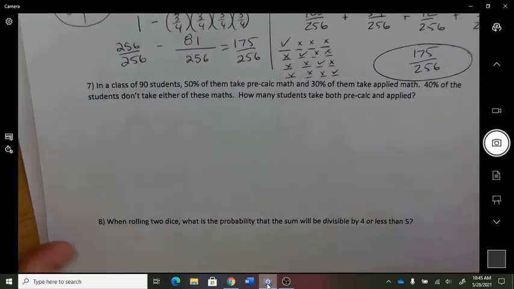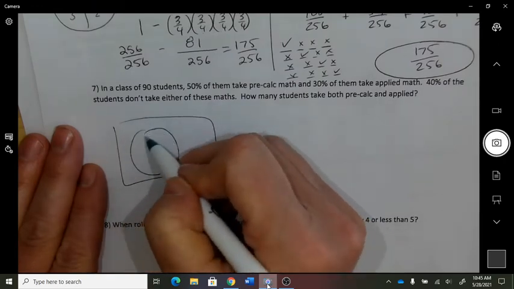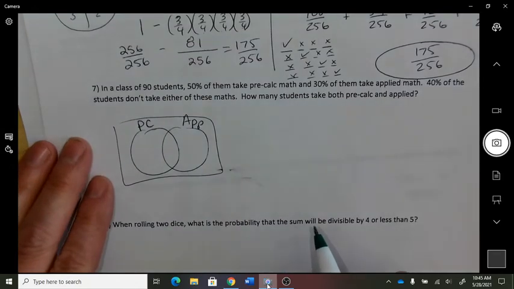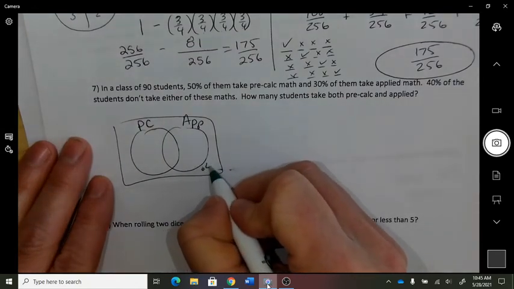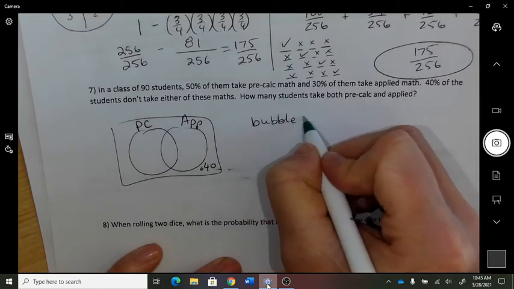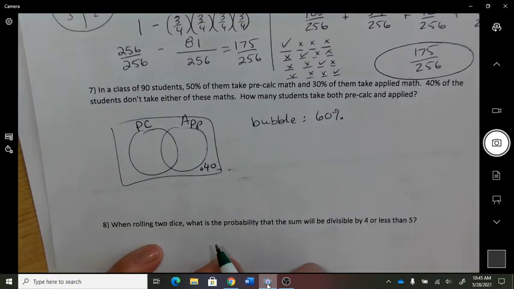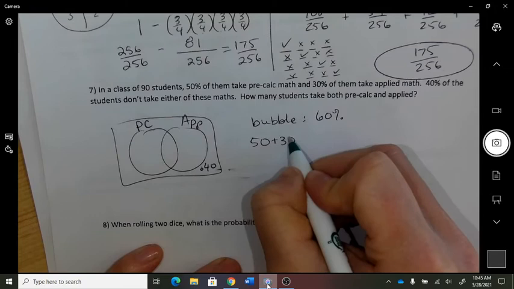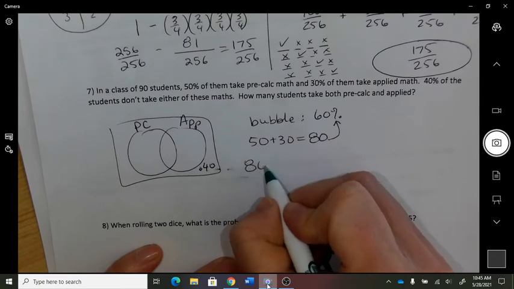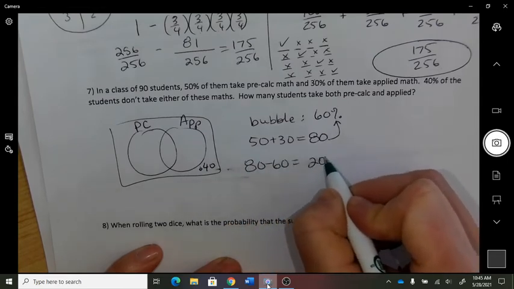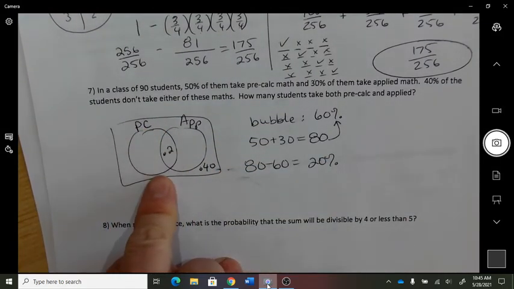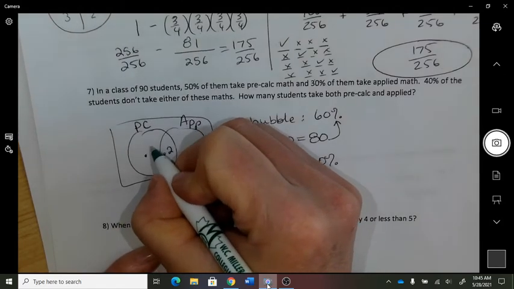Okay, in a class of 90 students, 50 of them take pre-calc, 30% take applied, and 40 don't take anything. So 40% is outside my bubble, which means in my bubble, I need 60%. Okay, but 50 plus 30 percent makes 80, which means there's a 20% overlap. So now in the pre-calc, if I need 50%, then this is a 0.3.